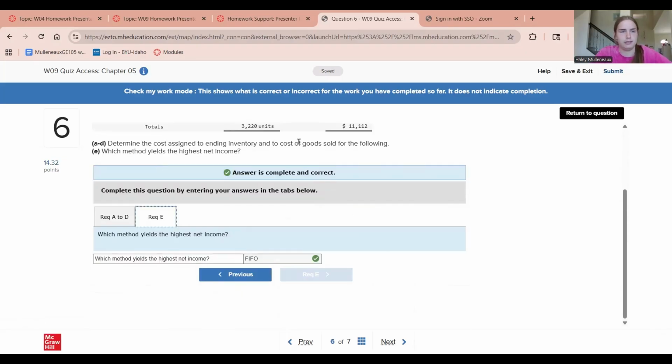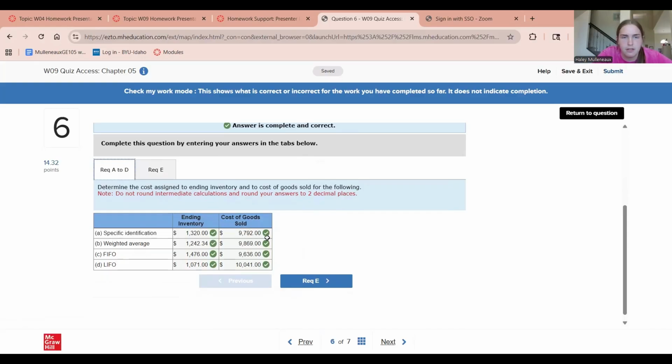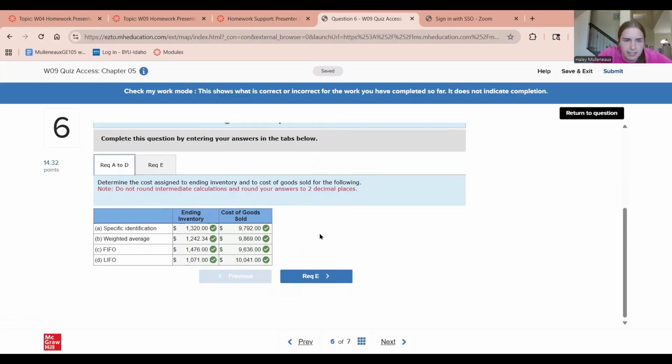Then over here, the question is, which method yields the highest net income? And for the highest net income, the answer is going to come from whichever one has the lowest cost of goods sold. And we can see here that FIFO has the lowest cost of goods sold.